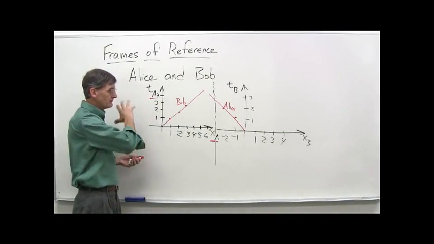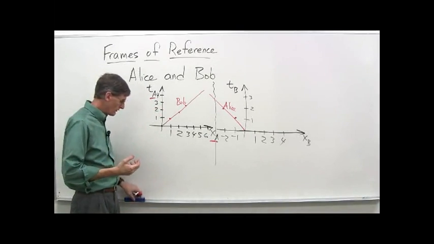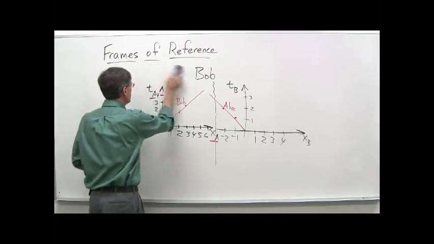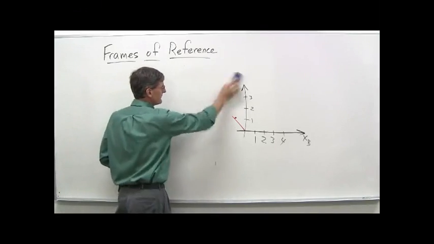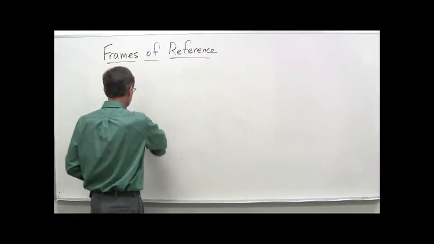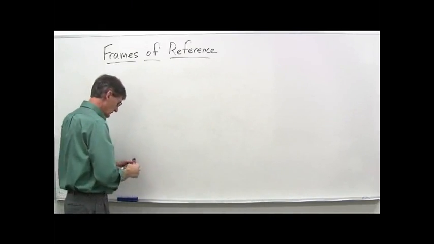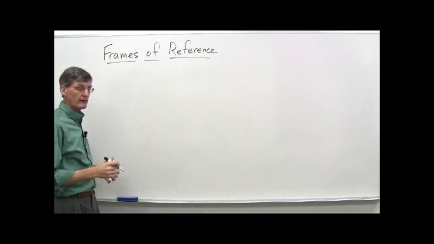Okay, so that's the introduction to Alice and Bob and frames of reference. Let's do a few more examples to perhaps clarify things a little bit, or just to see if we understand them correctly. Okay, let's add another frame of reference here.